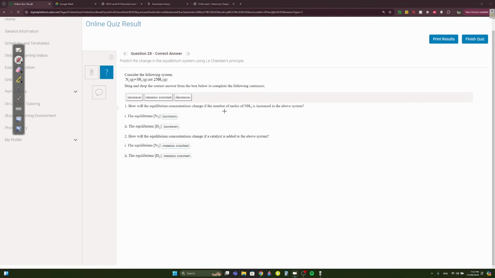Question 28. Gas. The number of moles of NH3 is increased. That means you're increasing NH3, so the system must decrease NH3. What's going to happen if you decrease NH3? We're going to move backward, right? If you're moving backward, H2 will increase, N2 will increase. If a catalyst is added, it's constant, right?